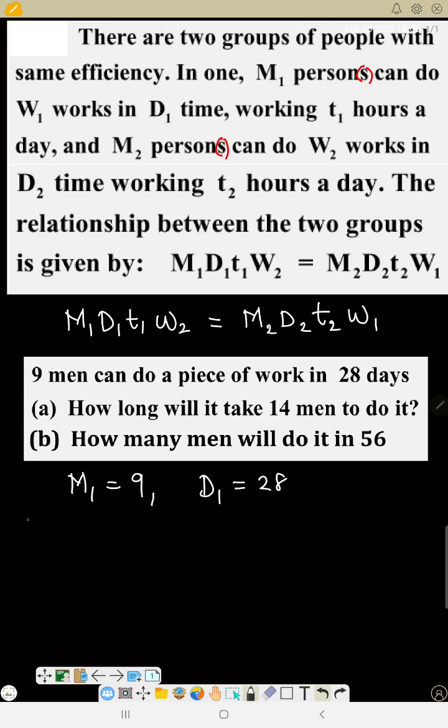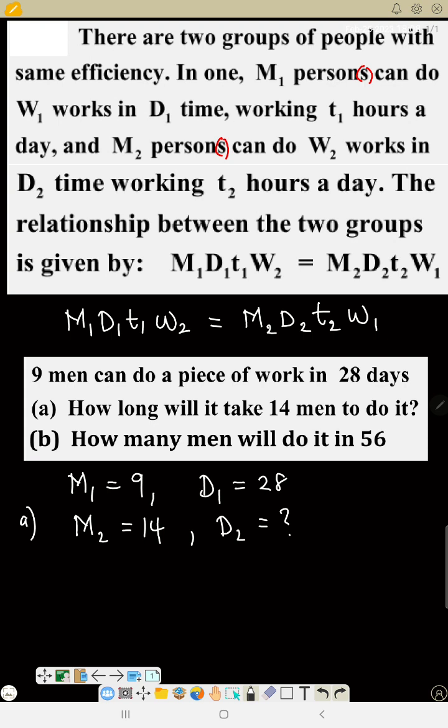So now A, how long will it take 14 men to do it? So that means M2 is 14. Then D2 is unknown, that is how long. Now the formula that connects the two is M1 D1 T1 W2 equals M2 D2 T2 W1. So this formula contains everything you can have in this case.